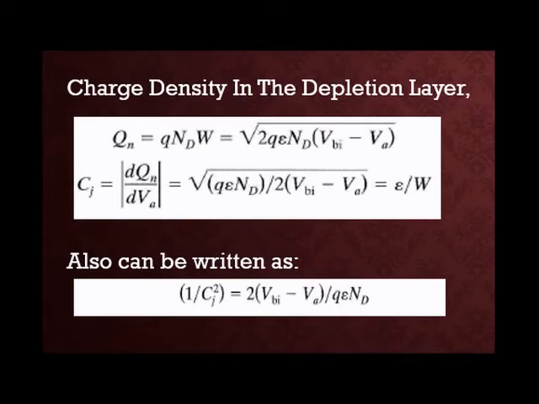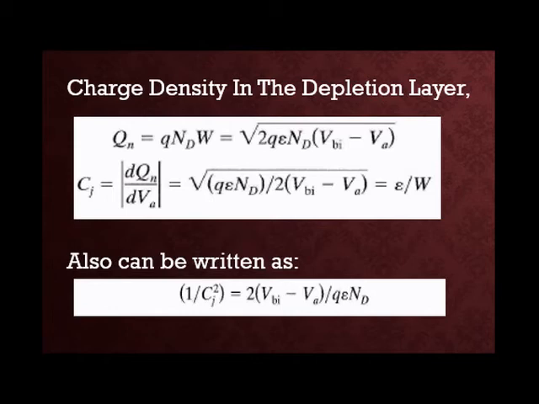So, here is the width of the depletion layer, where the applied voltage VA is positive for forward bias and negative for reverse bias. This slide shows two formulas, where the top formula is the charge density in the depletion layer and the bottom formula is the capacitance per unit area.